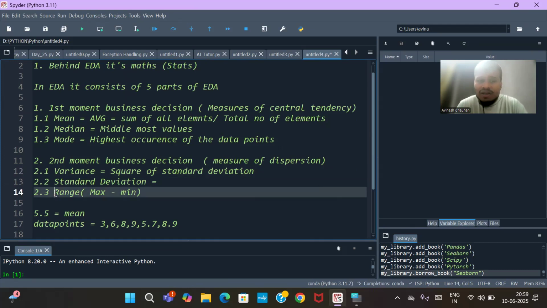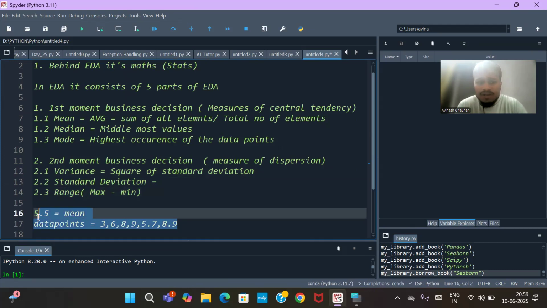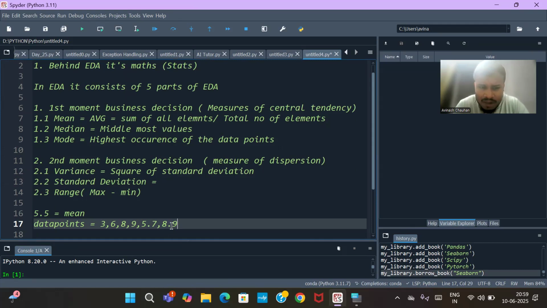And what is the range? Range means max and min. What is the maximum value of my data points? What is my minimum value? Here you can see my maximum value was 9 and my minimum value was 3. So what's the range? Range is 6, max minus min. In simple terms, range is max minus min.